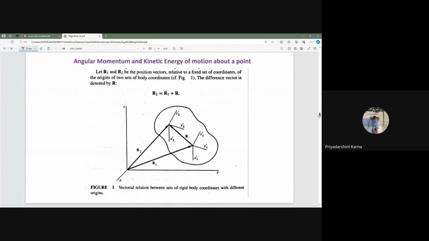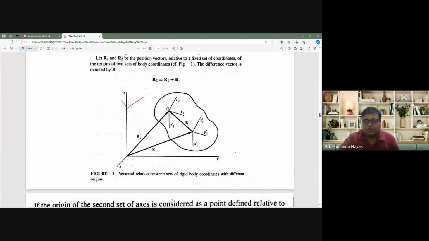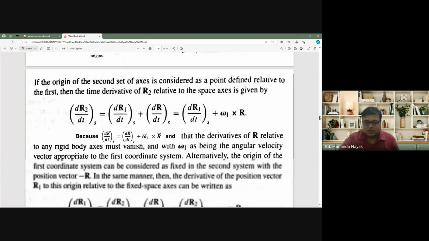Okay. Then comes the angular momentum and kinetic energy of motion about a point of a rigid body, which are written in your syllabus. Okay. So now a rigid body means we assume there is a space set of axes and there is a body set of axes. Body set of axes means there is an origin of the body set that lies inside the rigid body. Okay. Now we have to prove this and find the kinetic energy.